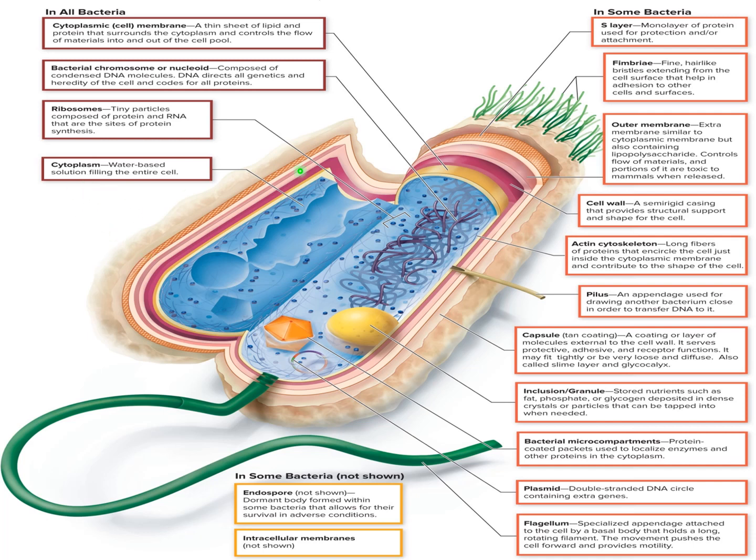cytoplasm itself. In some bacteria, they have an S layer, which is a monolayer of protein used for protection and or attachment in the environment. Some bacteria have fimbriae that are fine hair-like bristles that extend from the cell surface that also help in attachment in the environment. Some gram-negatives will have an outer phospholipid membrane, and this is similar to the cell membrane, but contains a lot of lipopolysaccharides. And we'll talk about the function of it when we talk about the gram-negative bacteria.